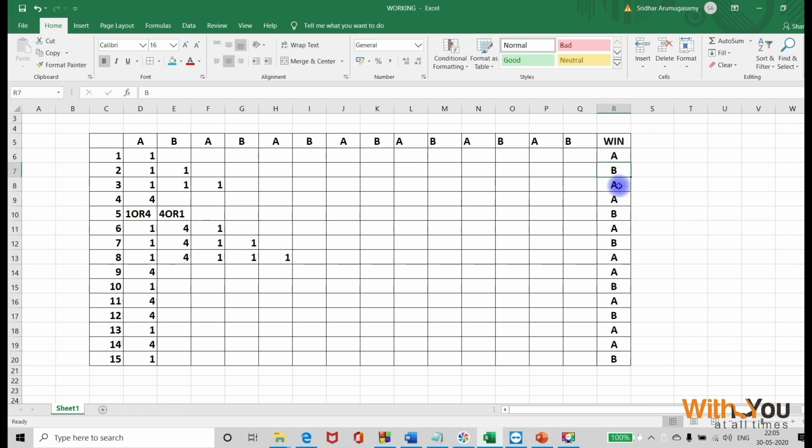So look at the pattern. A, B, A, B. Ultimately, it boils down to 1, 2, 3, 4, 5. If it is 1, A; 2, B; 3, A; 4, A; 5, B. So if that is the case, for example 15, for 15 to become 1, what do I do? I divide by 5.